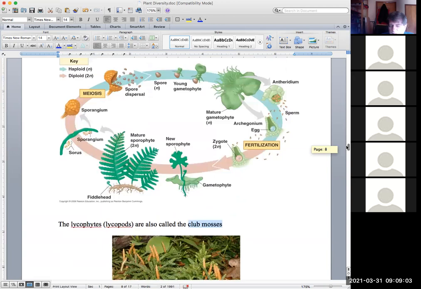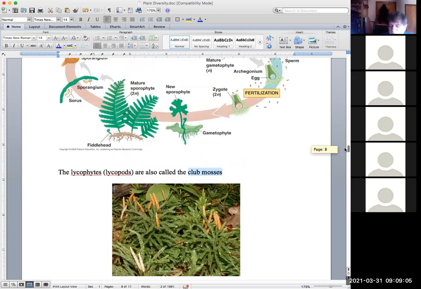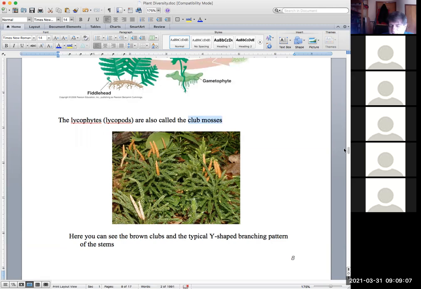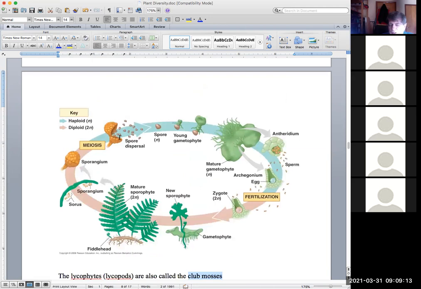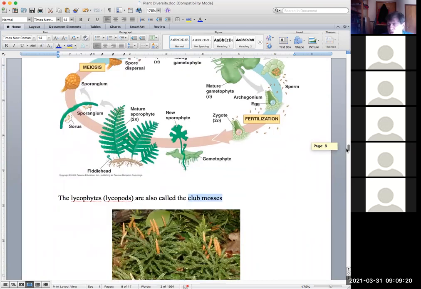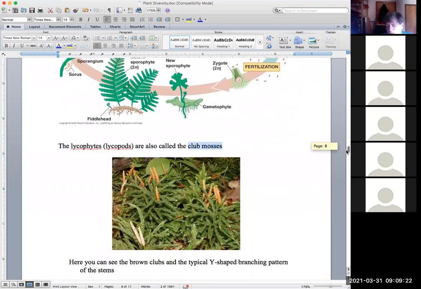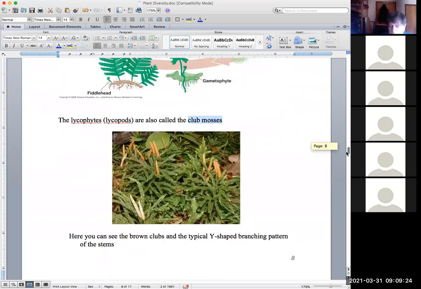So when we look at this plant, again, it is typically restricted to a relatively moist environment, because when it releases the spores here, the spores have to swim to a new location. Well, they don't really swim much. They mostly just drift on the water.